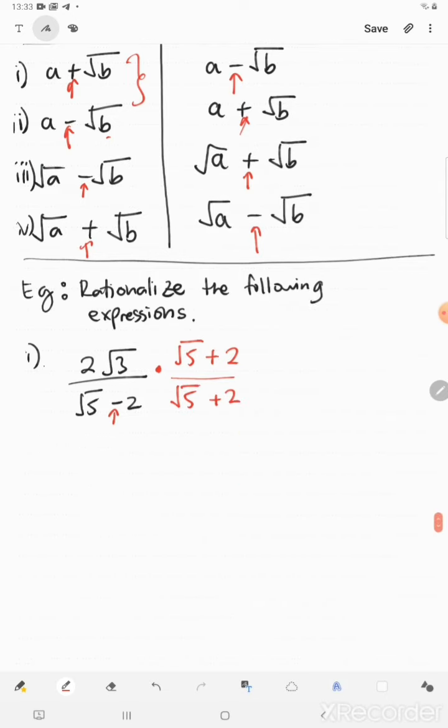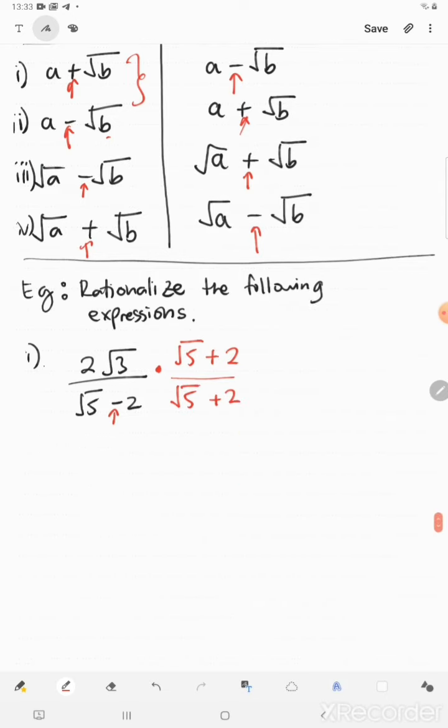So dua-dua ni dah hilang, betul tak? Satu positif, satu negatif ni dah terhapus, dah tak ada. So tinggal minus 4 sahaja. 5 minus 4, alright, equal to 1. So jawapan dia akan jadi 2 over square root 3 square root 5 plus 2. This is the final answer.